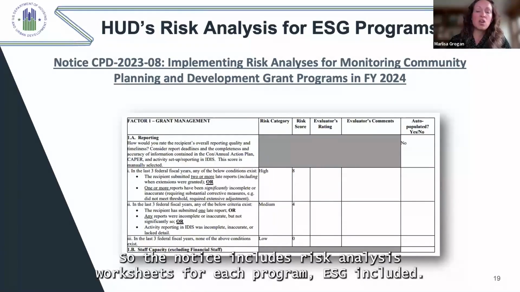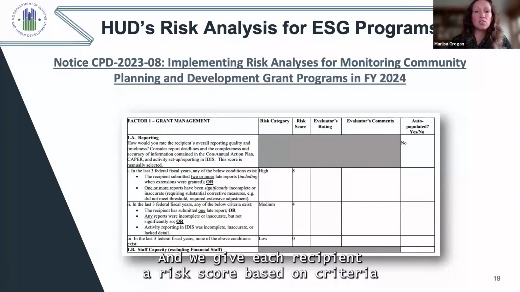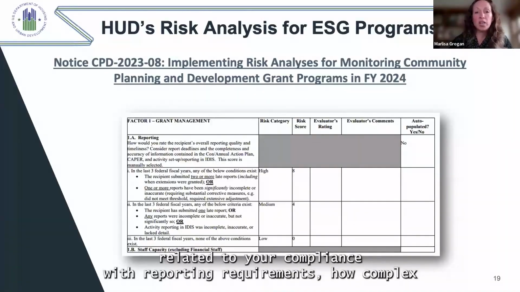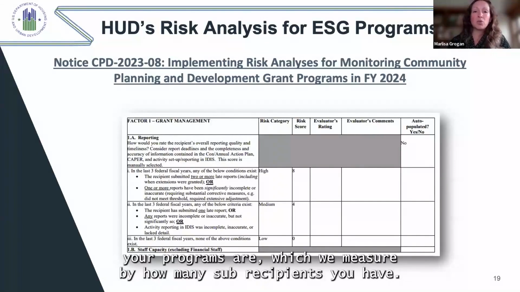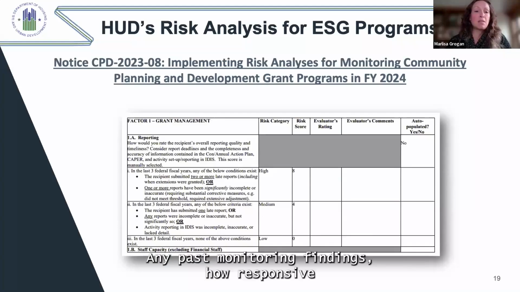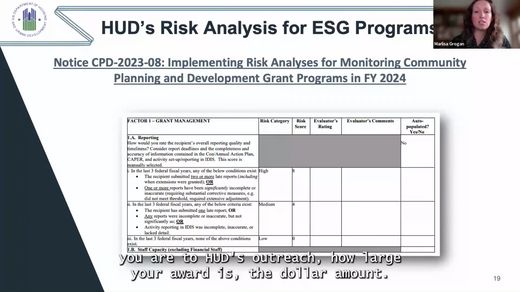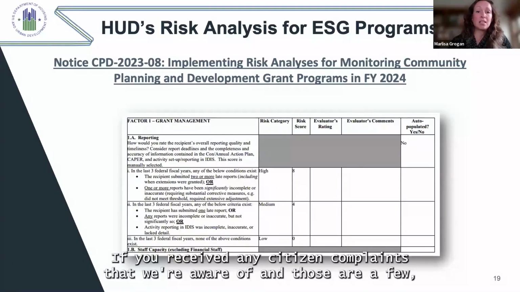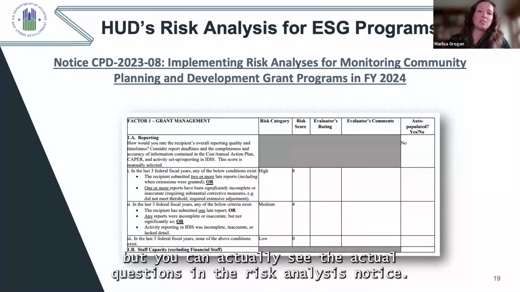So the notice includes risk analysis worksheets for each program, ESG included, and we give each recipient a risk score based on criteria related to your compliance with reporting requirements, how complex your programs are, which we measure by how many subrecipients you have, any past monitoring findings, how responsive you are to HUD's outreach, how large your award is, the dollar amount, if you've received any citizen complaints that we're aware of, and those are a few. But you can actually see the actual questions in the risk analysis notice.